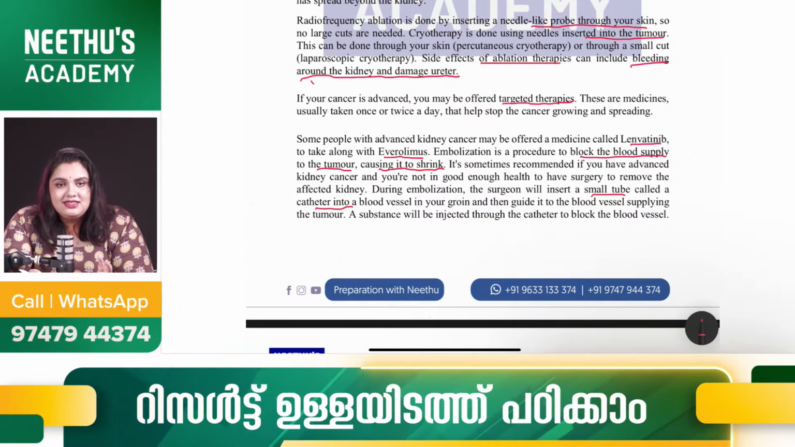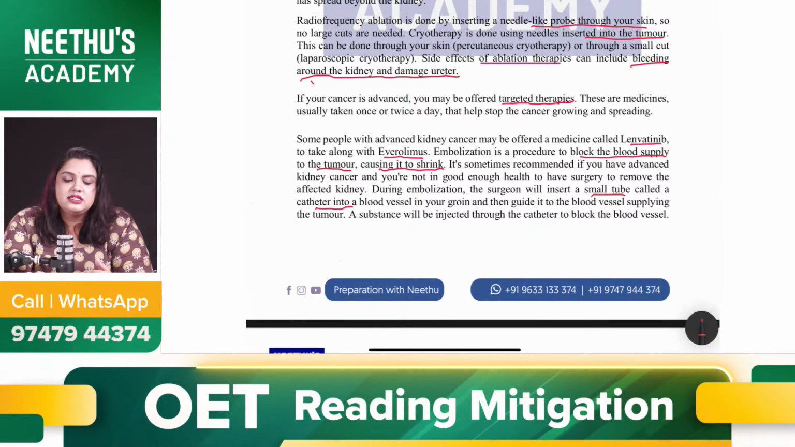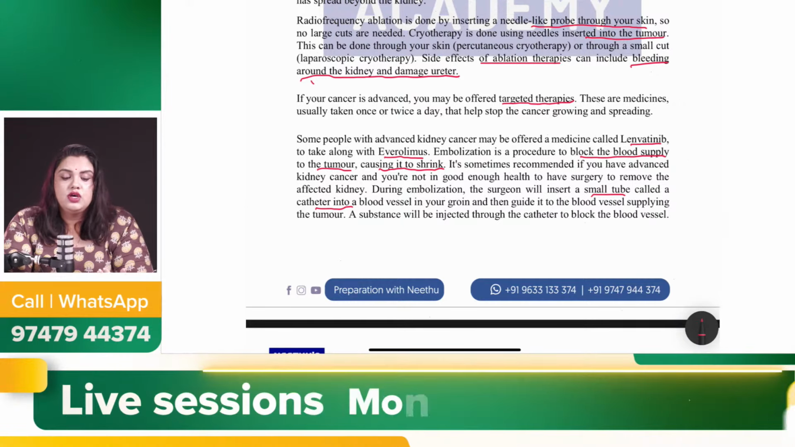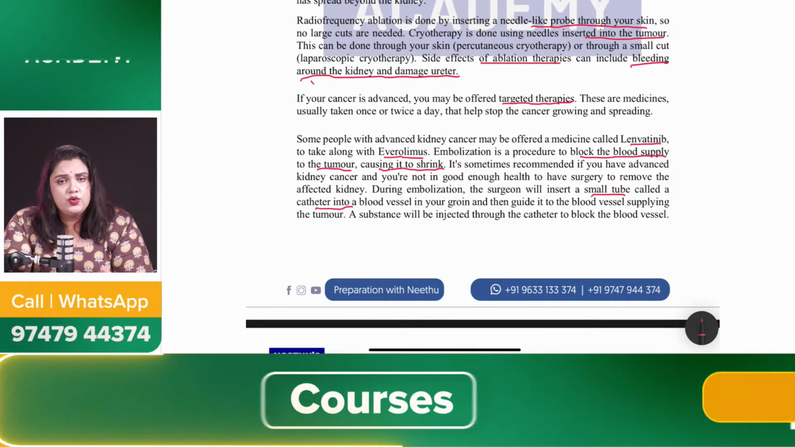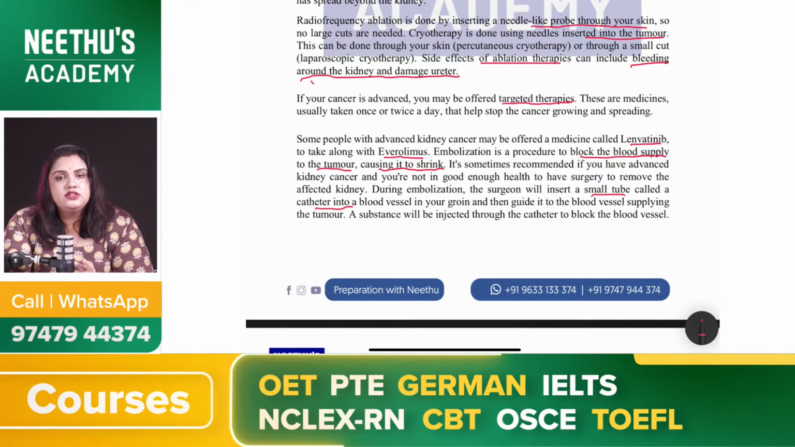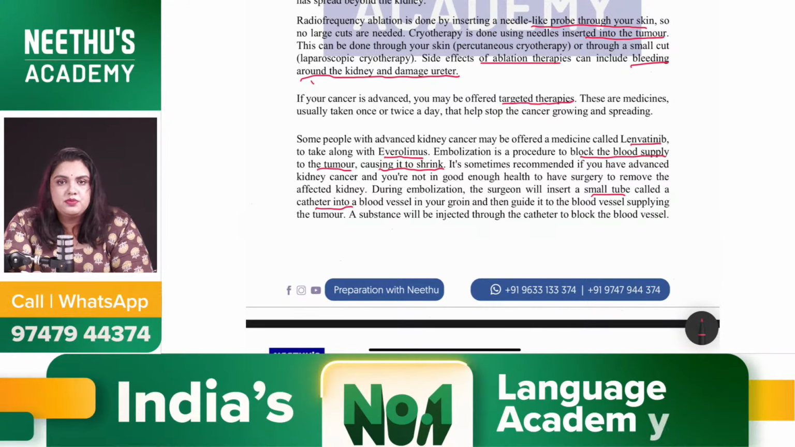That is embolization. You are basically cutting off the blood supply. You are injecting a substance through a catheter, which is inserted into a blood vessel in your groin, then guided to a blood vessel that supplies the tumor. Who does this entire procedure? A surgeon does the procedure.